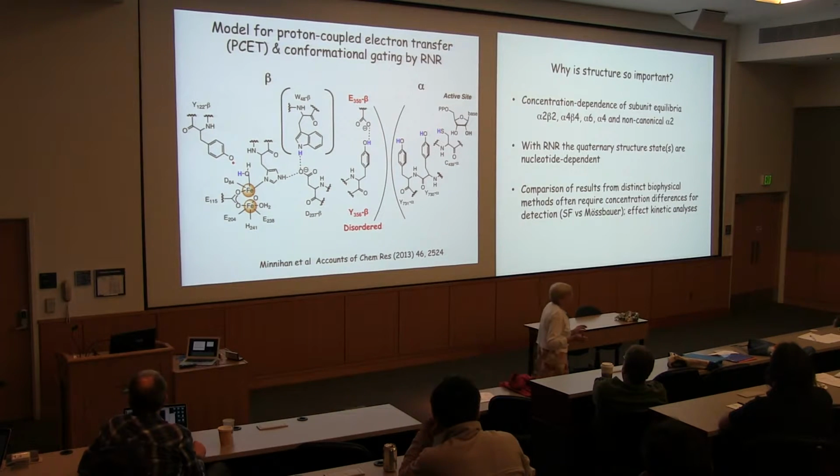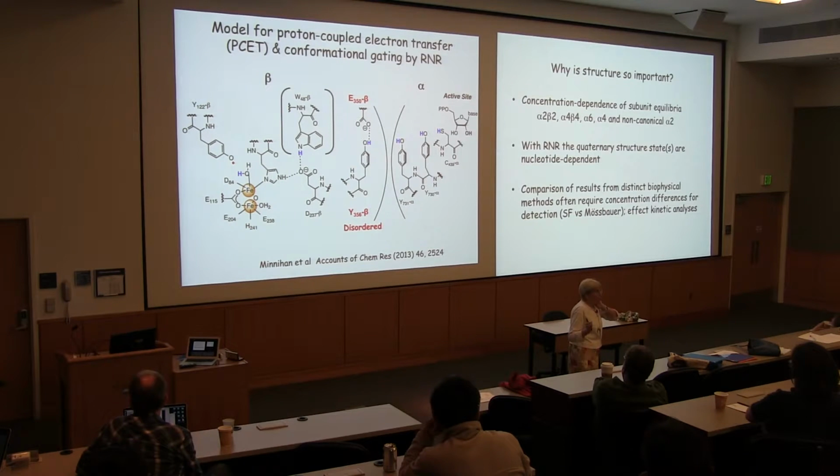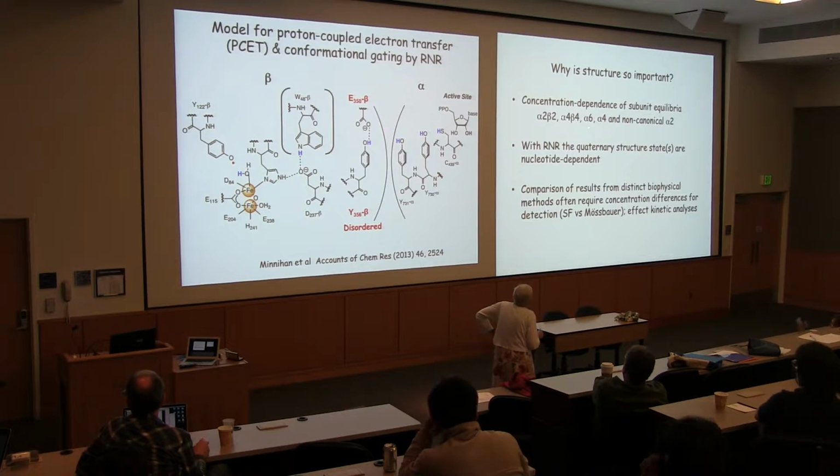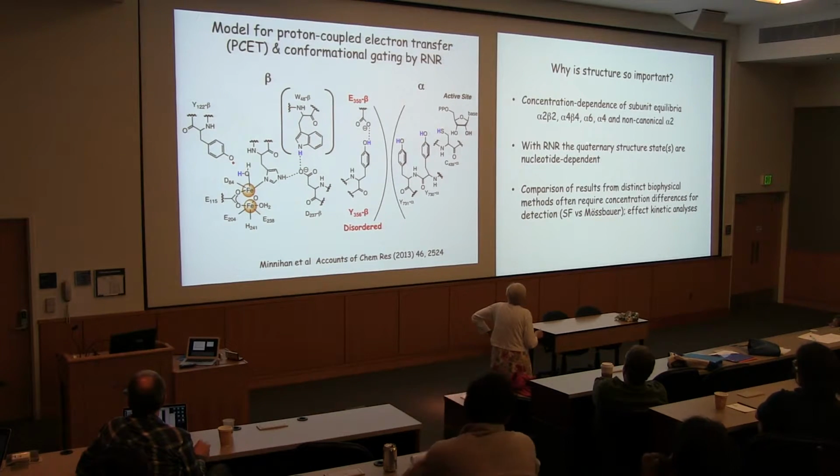doing bioinorganic chemistry. And I think we were exceedingly lucky that our experiments worked, because we had no knowledge of this when we did a lot of our experiments. First of all, we have alpha 2, beta 2, alpha 4, beta 4, alpha 6, alpha 4, and recently discovered by Bo Lando in my lab, a non-canonical alpha 2.